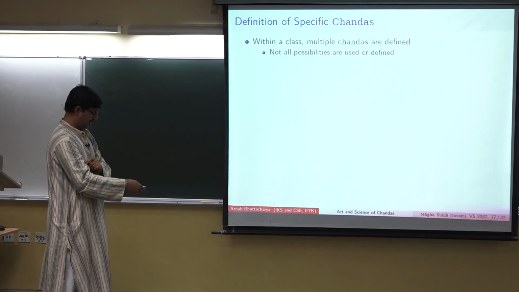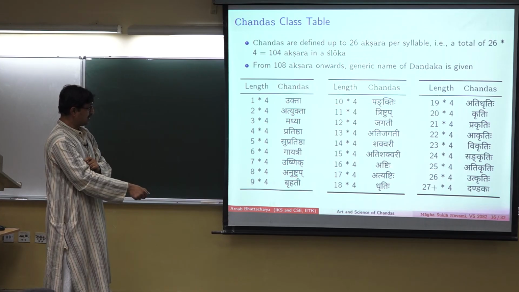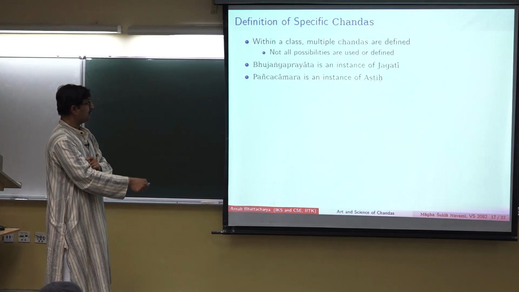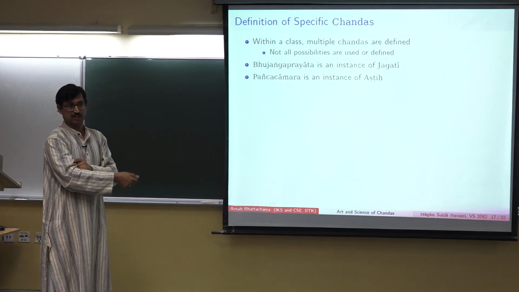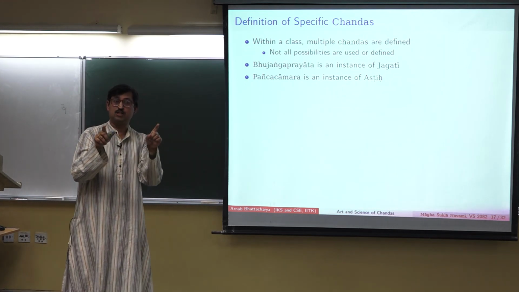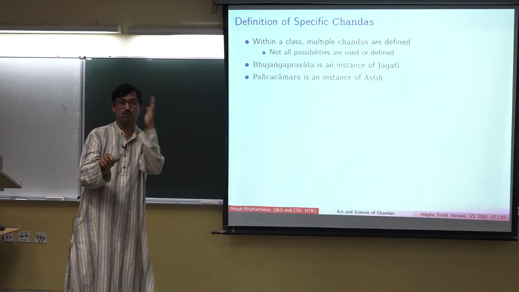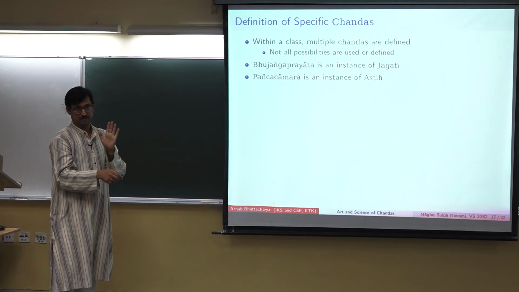Why Jagati? If you go back, Jagati is here. And this is Ashti, right? So Panchachamara is an instance of Ashti. It's a particular instance. Why? Because Bhujanga Prayata is not only of length 12, but it has a particular Laghu Guru Guru, Laghu Guru Guru, this pattern. Right?